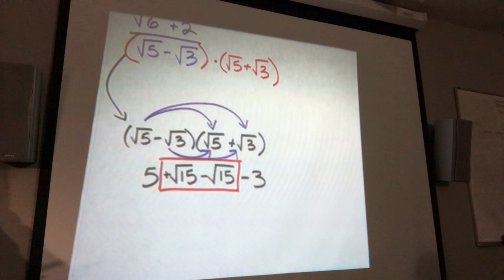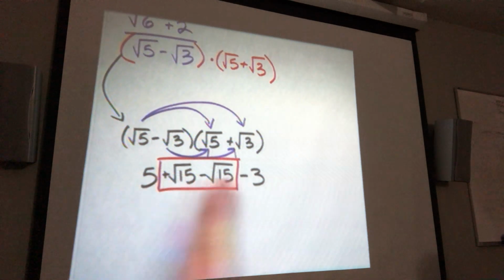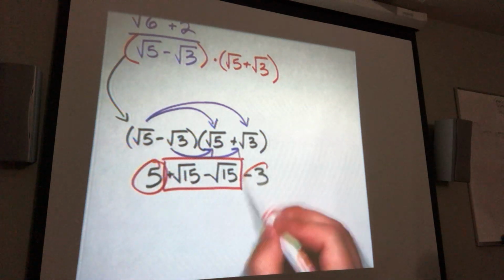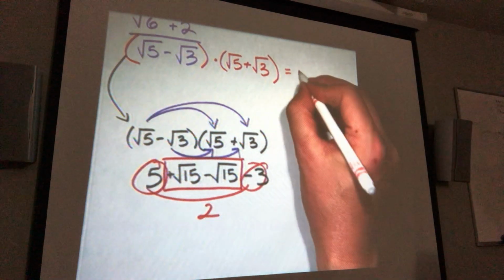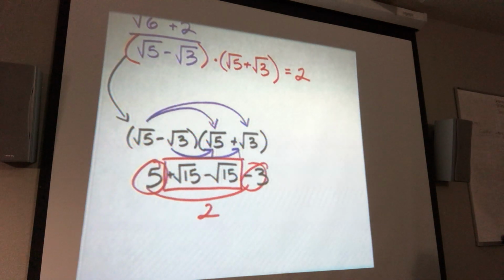Positive root 15 and negative root 15 is gone. And I'm left with 5 minus 3, which is 2. So the denominator up here is 2.